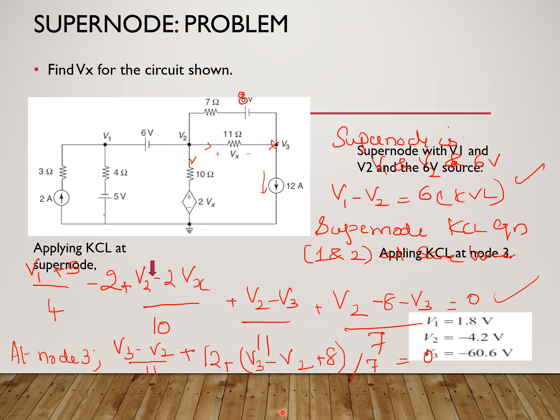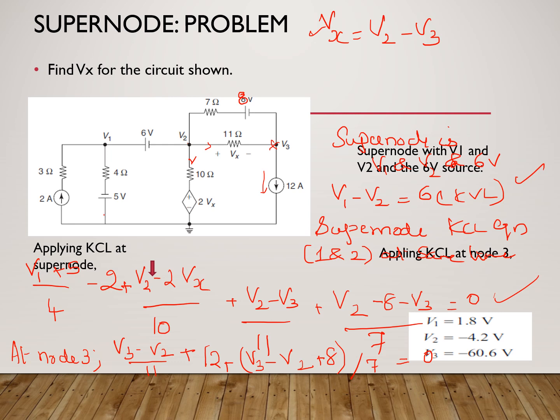Again, you can solve it. You are asked to find out Vx here. Now see, Vx is the voltage across V2 and V3. So Vx is nothing but you can write it as Vx is equal to V2 minus V3. So once you solve these equations and find out V2 and V3, you can find out Vx as V2 minus V3, right? So the main thing is writing the equations.